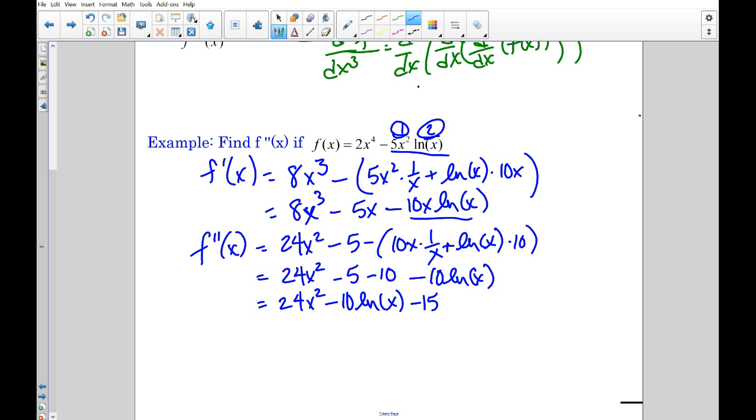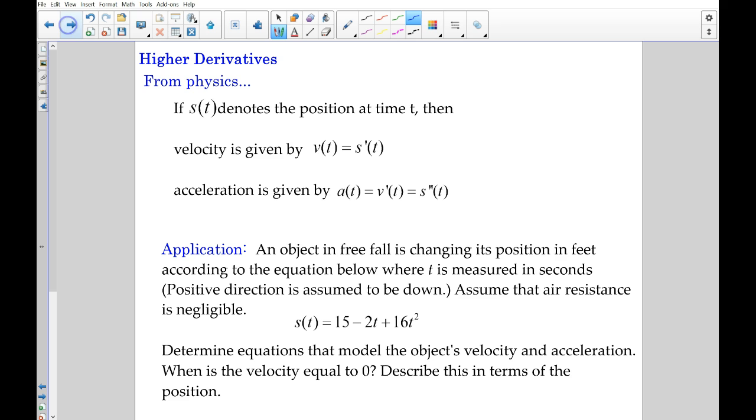Okay, and again, that's just differentiating a couple different times. Okay, so we found the second derivative. Now, higher derivatives come into play specifically in physics. Okay, so if we have a position function, which is s, the velocity is given as the first derivative. Okay, and acceleration is the second derivative of position.